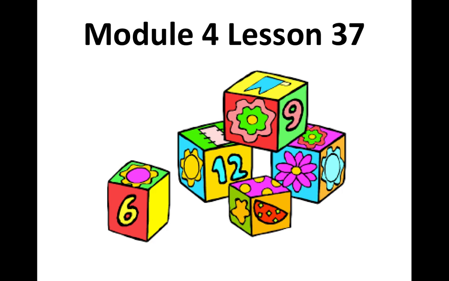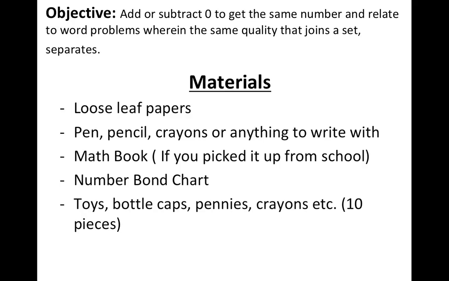And today we're doing Module 4, Lesson 37. So let's get started. The objective of today's lesson is to add or subtract 0 to get the same number and relate to word problems where the same quantity joins a set and separates, which in simple language means that we're going to add 0 and subtract 0 from a number to see what happens to the answer.